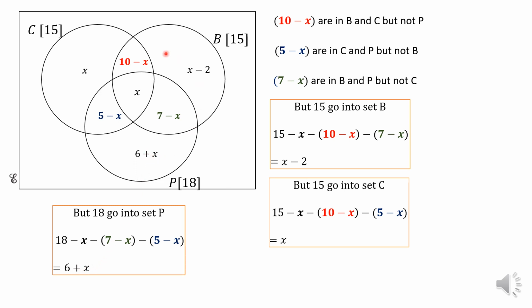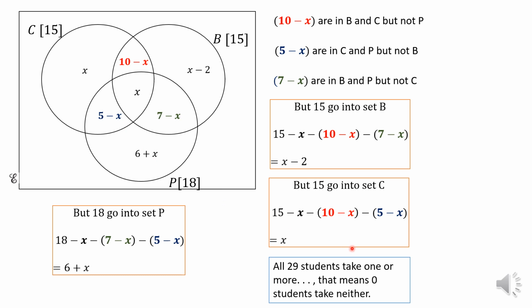So the other important information is that I know that no learner is doing neither. All of them are doing chemistry or biology or physics or a combination of biology and physics, chemistry and biology, or chemistry and physics, or all three subjects. So that 29 that I was emphasizing in the beginning says that I only have a 0 here in the rest of the rectangle and the rest of the universal set. All the learners are accounted for.